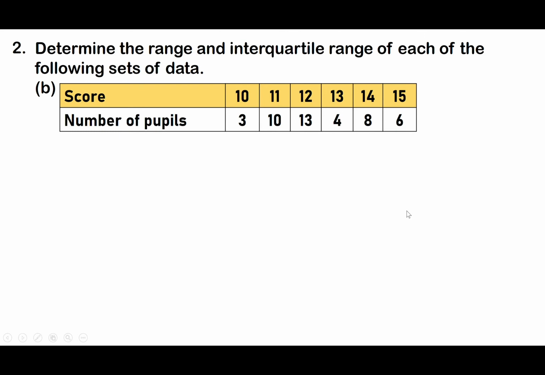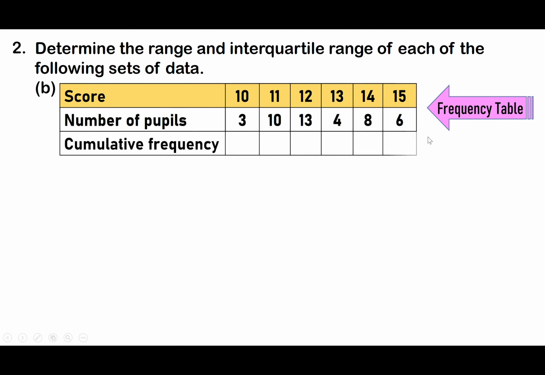Question 2b. Okay, remember this is frequency table, so we need to find the cumulative frequency. 我们看到 frequency table 一定是会找 cumulative frequency. So first, in front is just bring down the value, 只是带下来. Second, we just do 3 plus 10, 13. 13 plus 13, 26. 26 plus 4, 30. 30 plus 8, 38. 38 plus 6, 44. So, 这个就是我们讲只找 cumulative frequency. So now I find the range first.